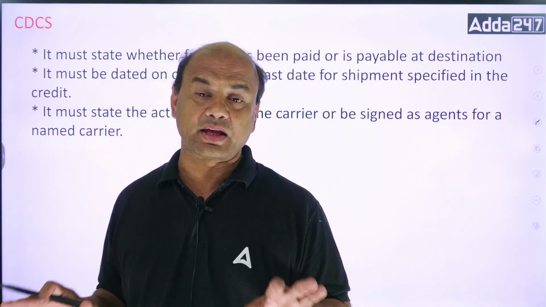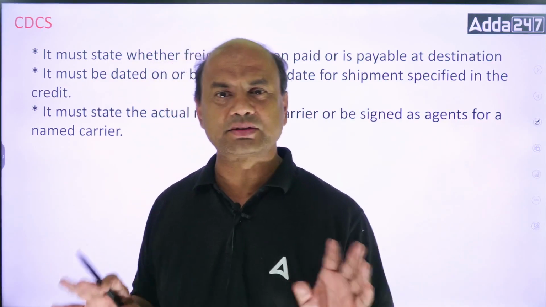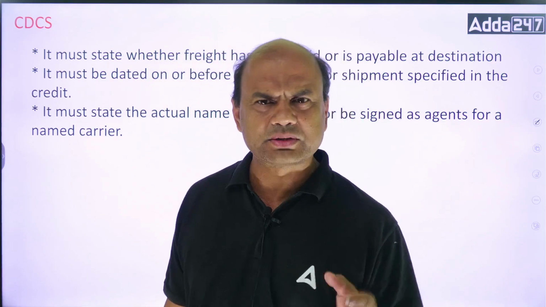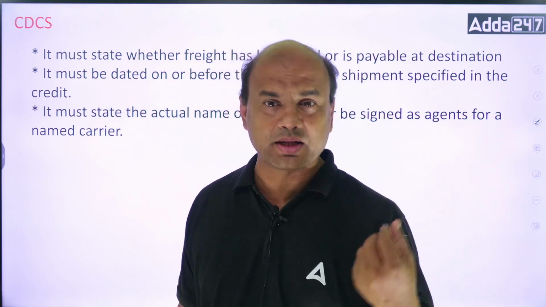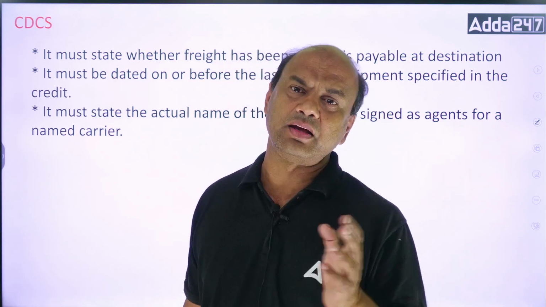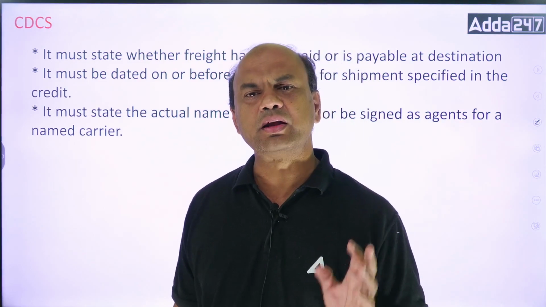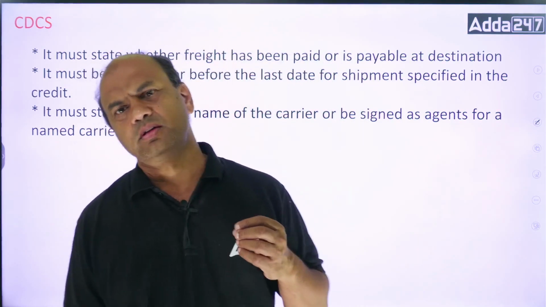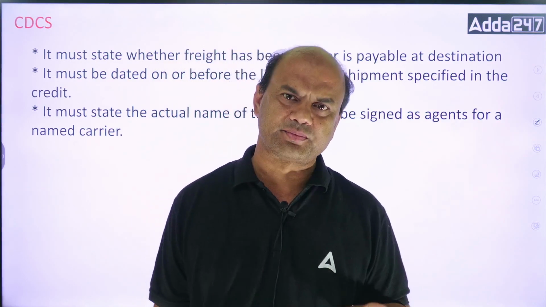In any case, carrier's name should be identified. You must know who's the carrier. Let it be signed by the carrier, let it be signed by the agent, let it be signed by the master. Anyone, carrier's name needs to be identified. If this is faulty or has an error, then there is no excuse for that.